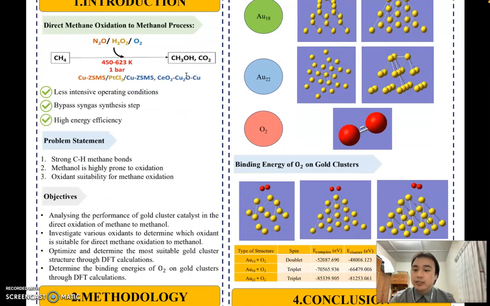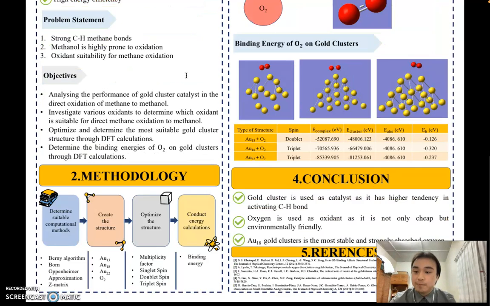These are the objectives, which include analyzing the performance of gold cluster catalysts in the direct oxidation process, determining the suitable type of oxidant for the process, and finally, optimizing and calculating the binding energies of adsorbed oxygen molecule onto gold clusters through density functional theory calculations.